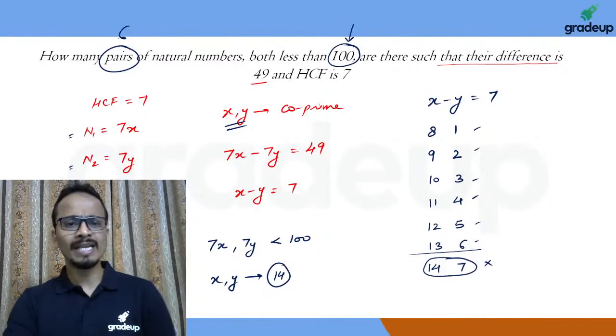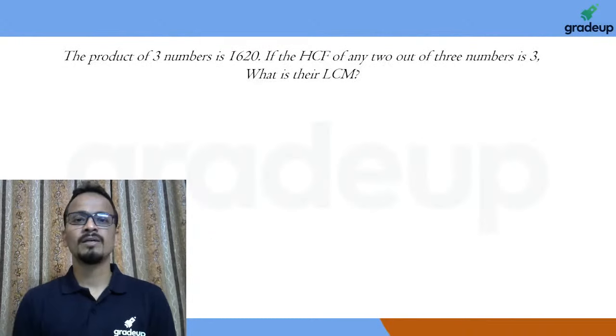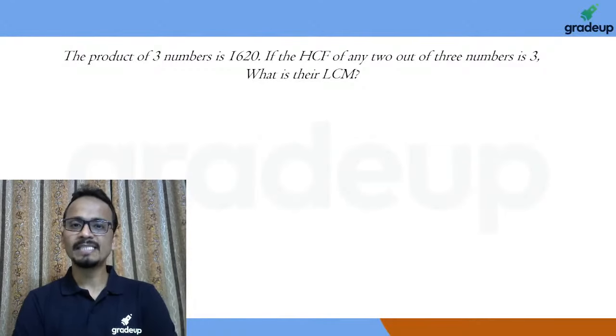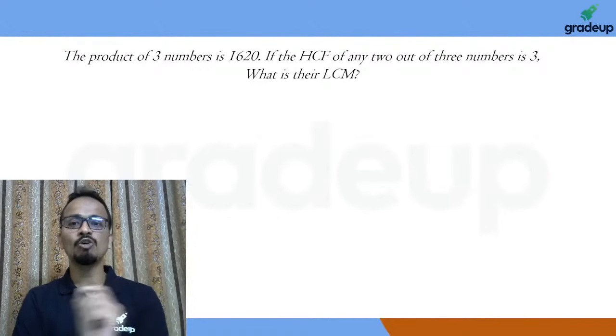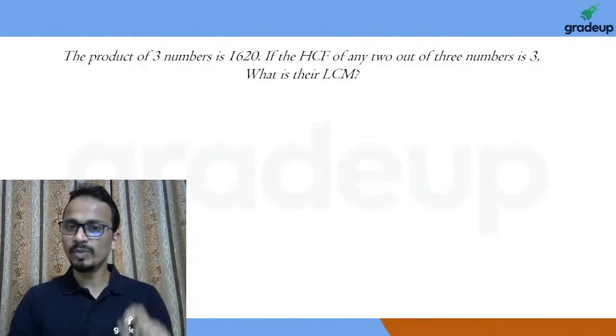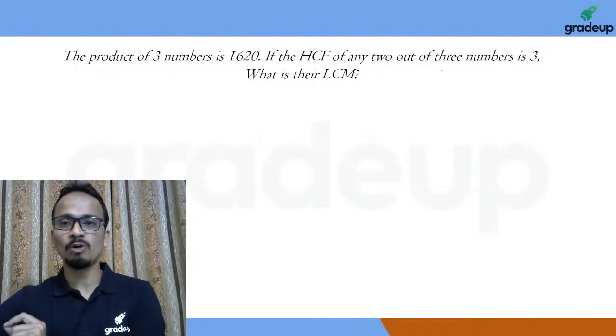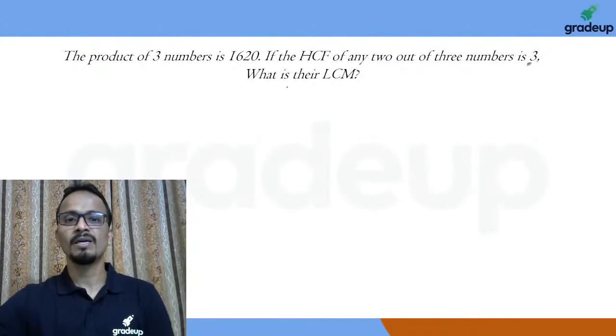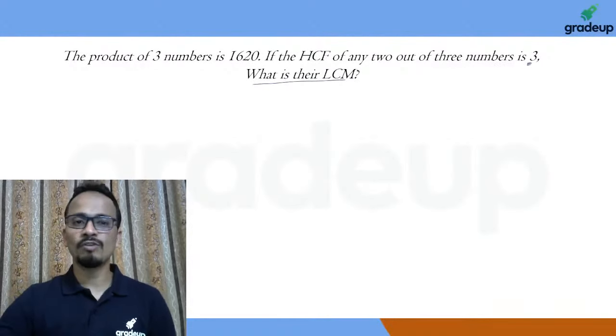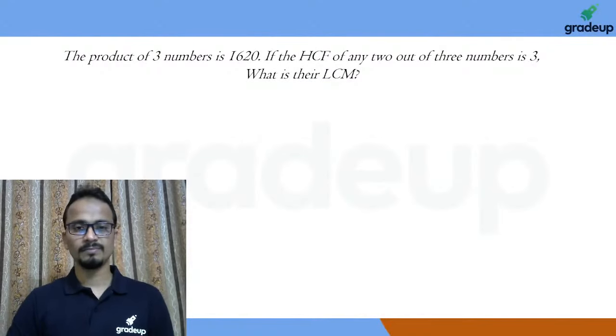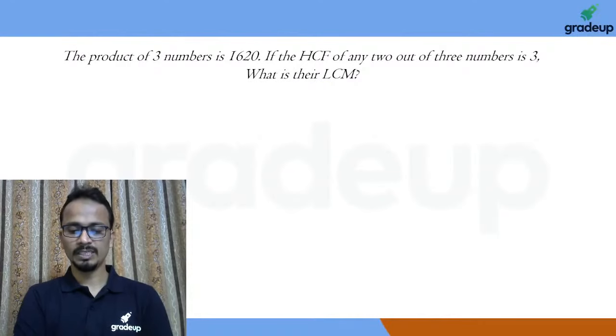Now let's move on to the next thing. Next question. Again, a very easy question. The product of three numbers is 1620. If the HCF of any two out of the three, carefully deal with this statement, if the HCF of any two out of these three numbers is 3, then what will be the LCM of these three numbers? Take a few seconds.